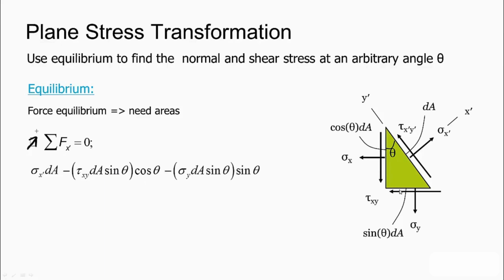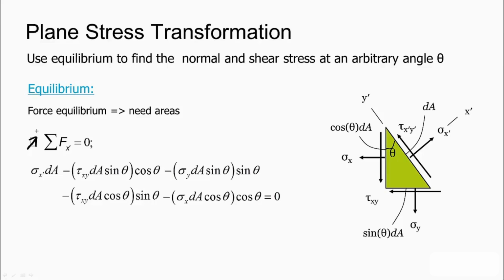Similarly, we get sigma y acting upon this area, which is dA sine theta, and it has to be transformed into the x prime direction by sine theta. We can do the same for the shear stress and normal stress acting on this face, and so we have our different areas, dA cos theta, and our different projection corrections, sine theta and cos theta. All of this has to sum to zero for equilibrium.